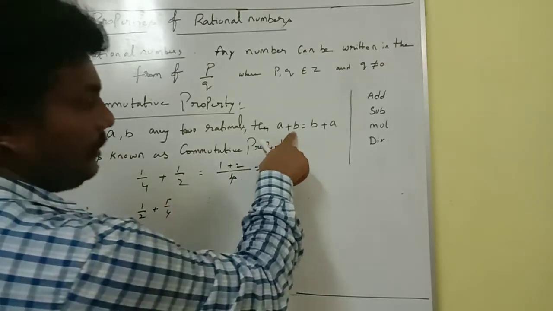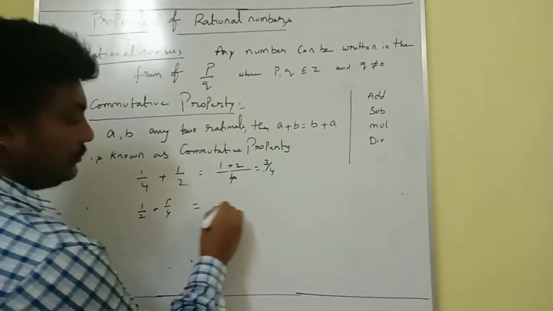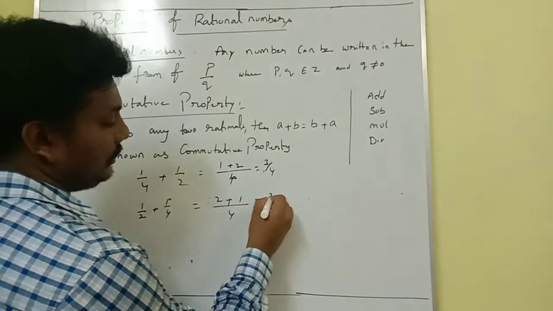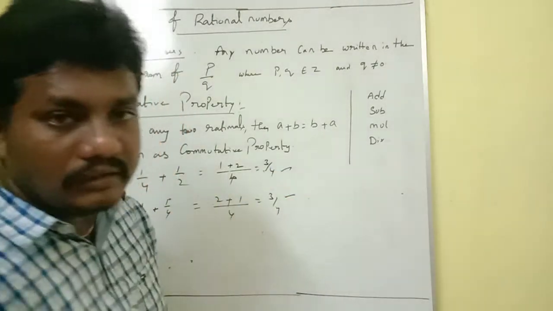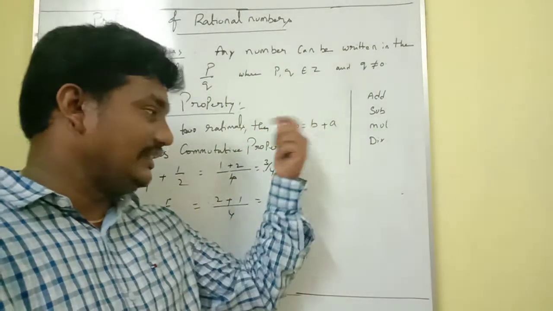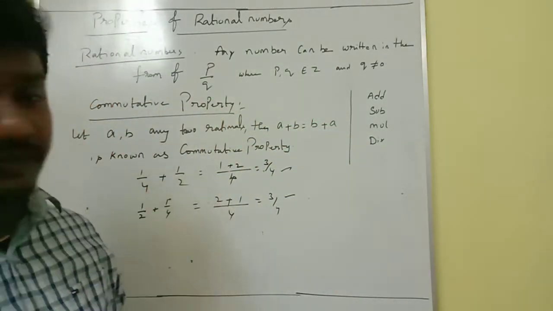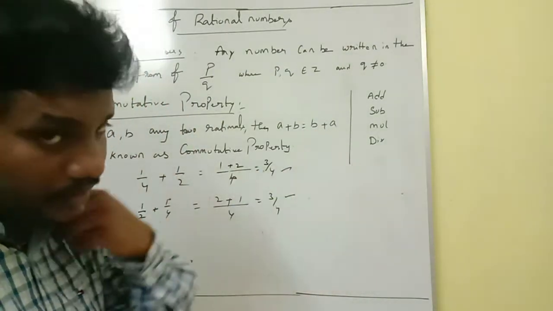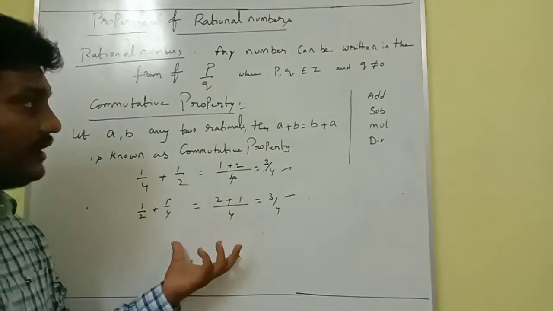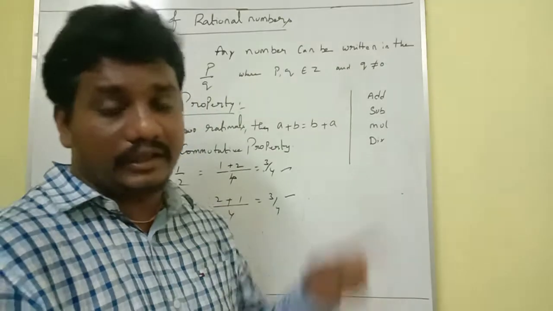First we consider a plus b, next we consider b plus a. Again 4 is the LCM, this is 2 times, that is 2, plus 1 one time, that is 1, this is also 3 by 4. Both give the same result. Whether you add a plus b or reverse the numbers, b plus a, we get the same answer. If you get the same answer, then it is suitable for commutative property, otherwise it is not. So it is concluded that addition is suitable under commutative property for rational numbers.